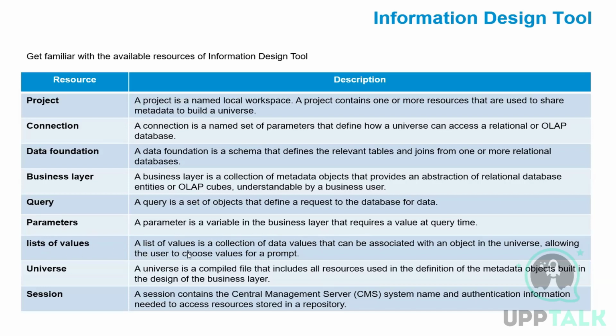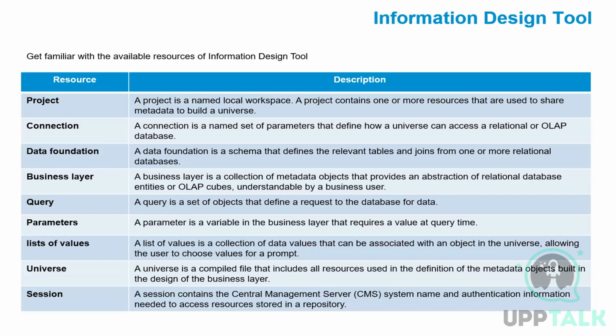List of values. A list of values is a collection of data values that can be associated with an object in the universe, allowing the user to choose values for a prompt. Like if we create a year prompt in the reporting layer, some users might not know how to enter it or how it is set up. So instead of entering, they can select from the given list of values.